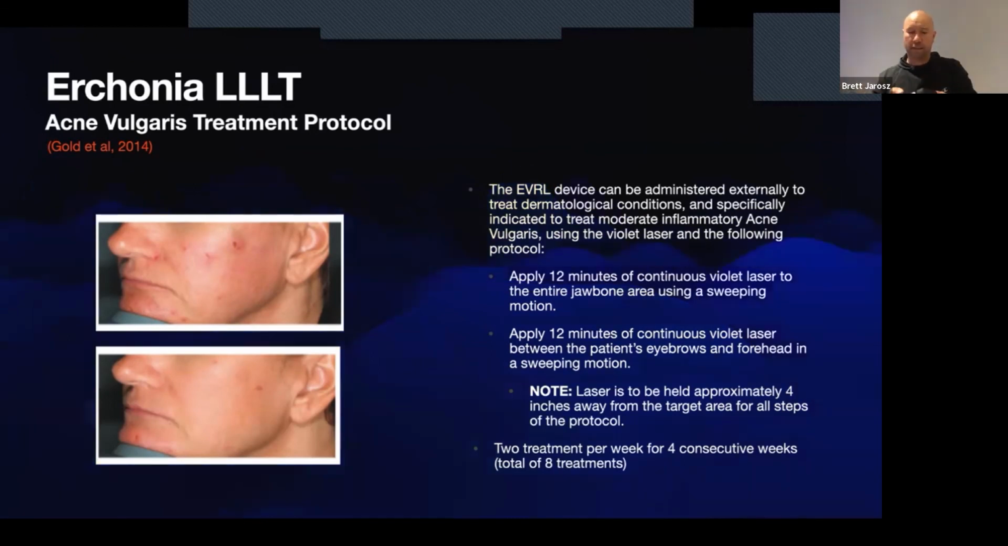Let's show you that just real briefly. So wanding this over that jawline for 12 minutes. And then after you've done your continuous wanding over the jaw, you would then do that obviously over your forehead, eyebrow area for another 12 minutes. Again, you hold that 10 centimeters away from the tissues. And again, it's 2 treatments per week for 4 consecutive weeks, total of 8 treatments. Now, all the things that we're sharing with you here, these are all the ones that have got FDA clearance to say that, yes, this does work for that.